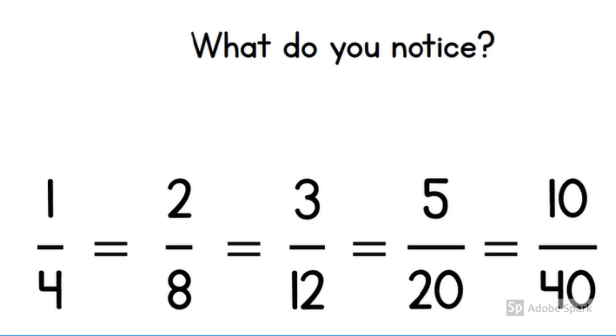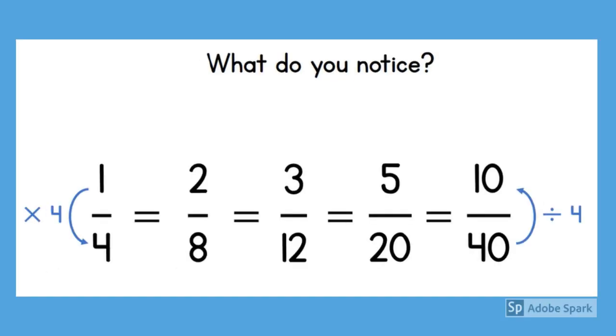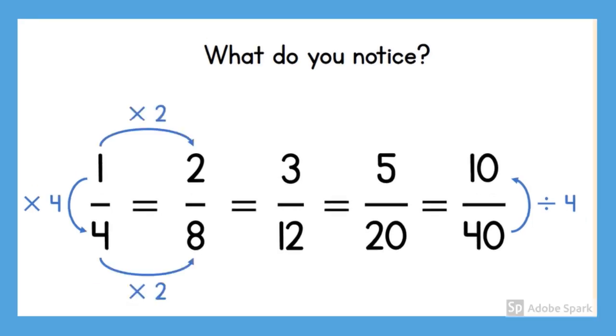Now what do you notice about all of these equivalent fractions? Pause the video and have a good look. So what did you notice? Did you notice that if you times the numerator by 4, you get the denominator? 1 times 4 equals 4. 2 times 4 equals 8. 3 times 4 equals 12, and so on. And also, if you divide the denominator by 4, 40 divided by 4 equals 10.